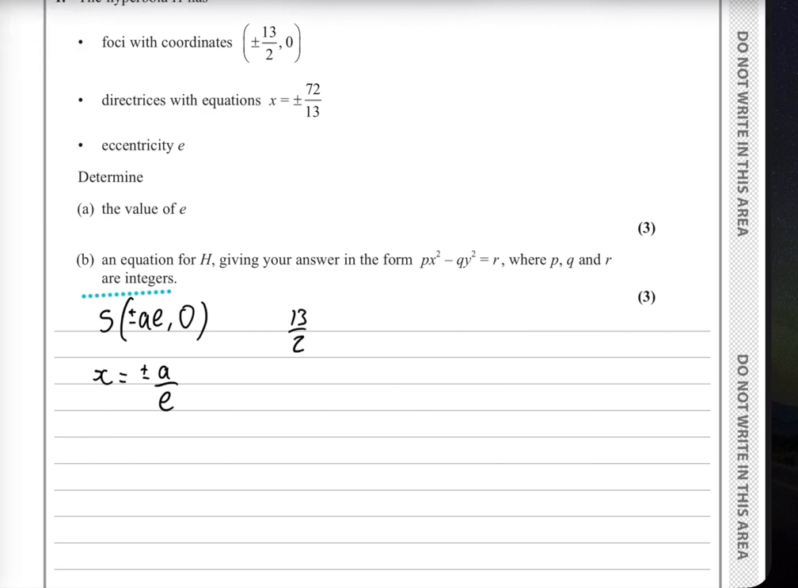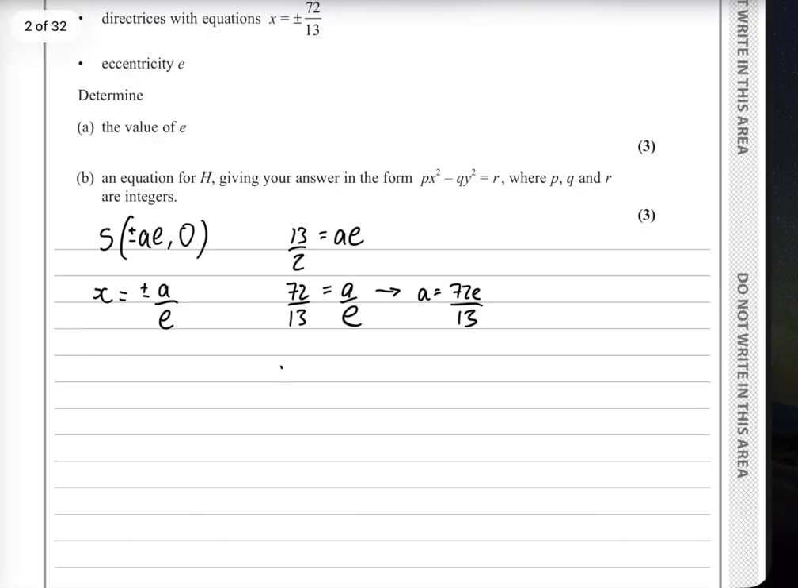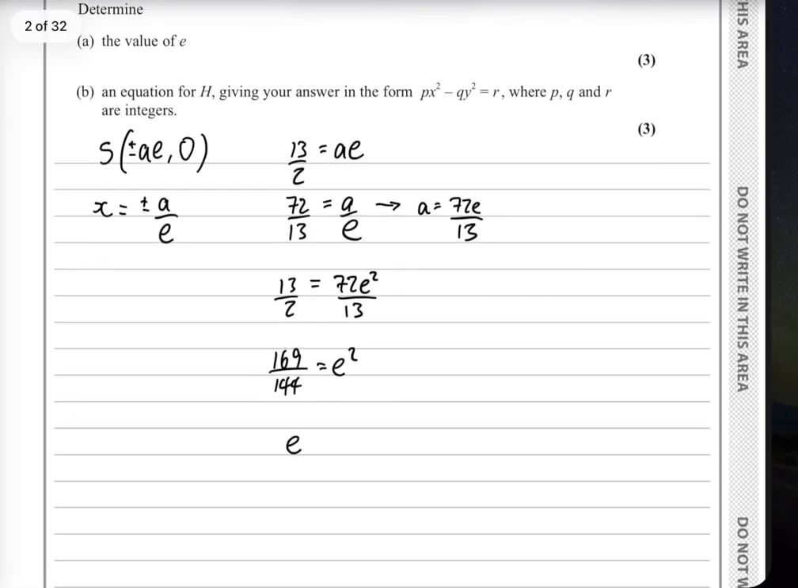13 over 2 must equal ae, and 72 over 13 must equal a over e. So a is equal to 72e over 13, and we put that in the equation above it. 13 over 2 is equal to 72e squared over 13. That gives us 169 over 144 is equal to e squared. Therefore e is 13 over 12.